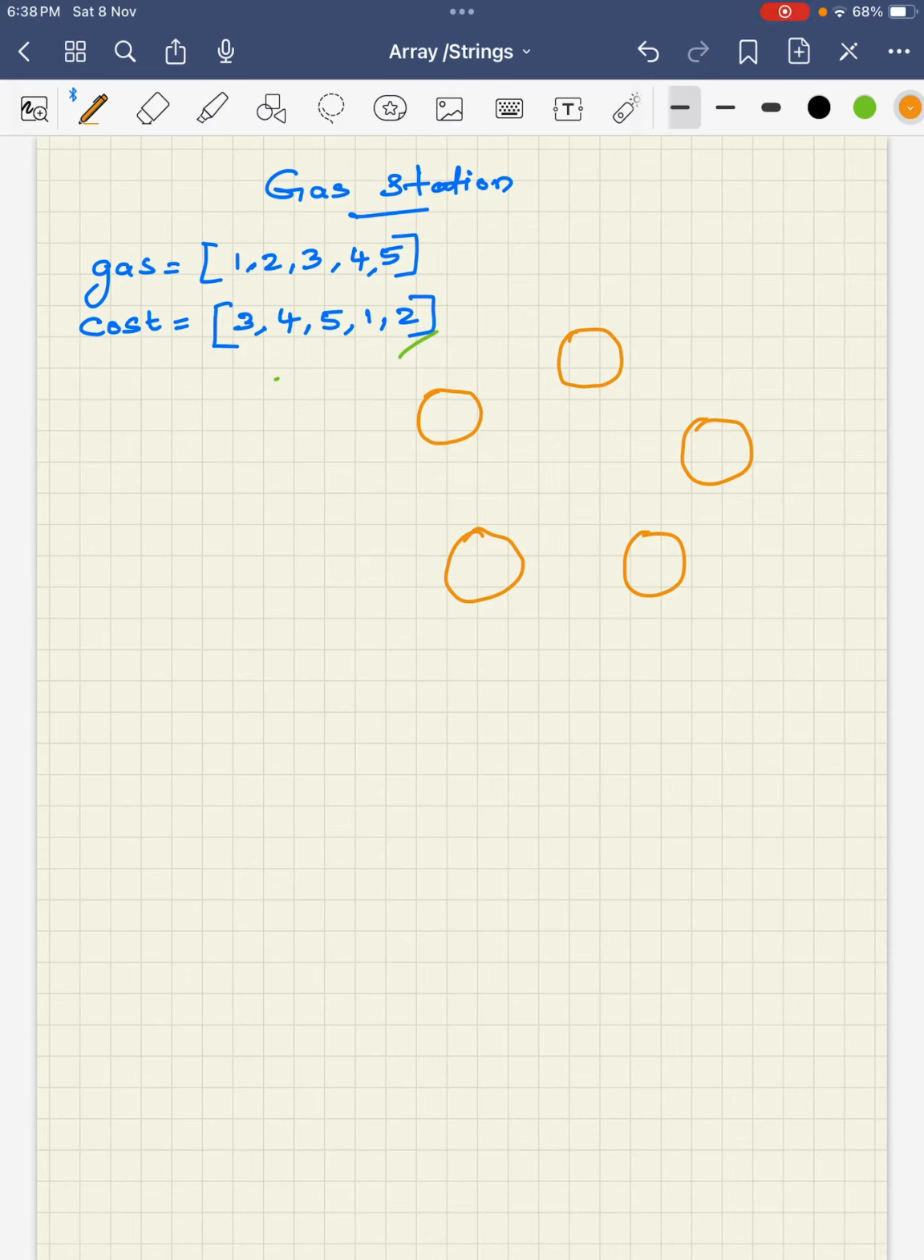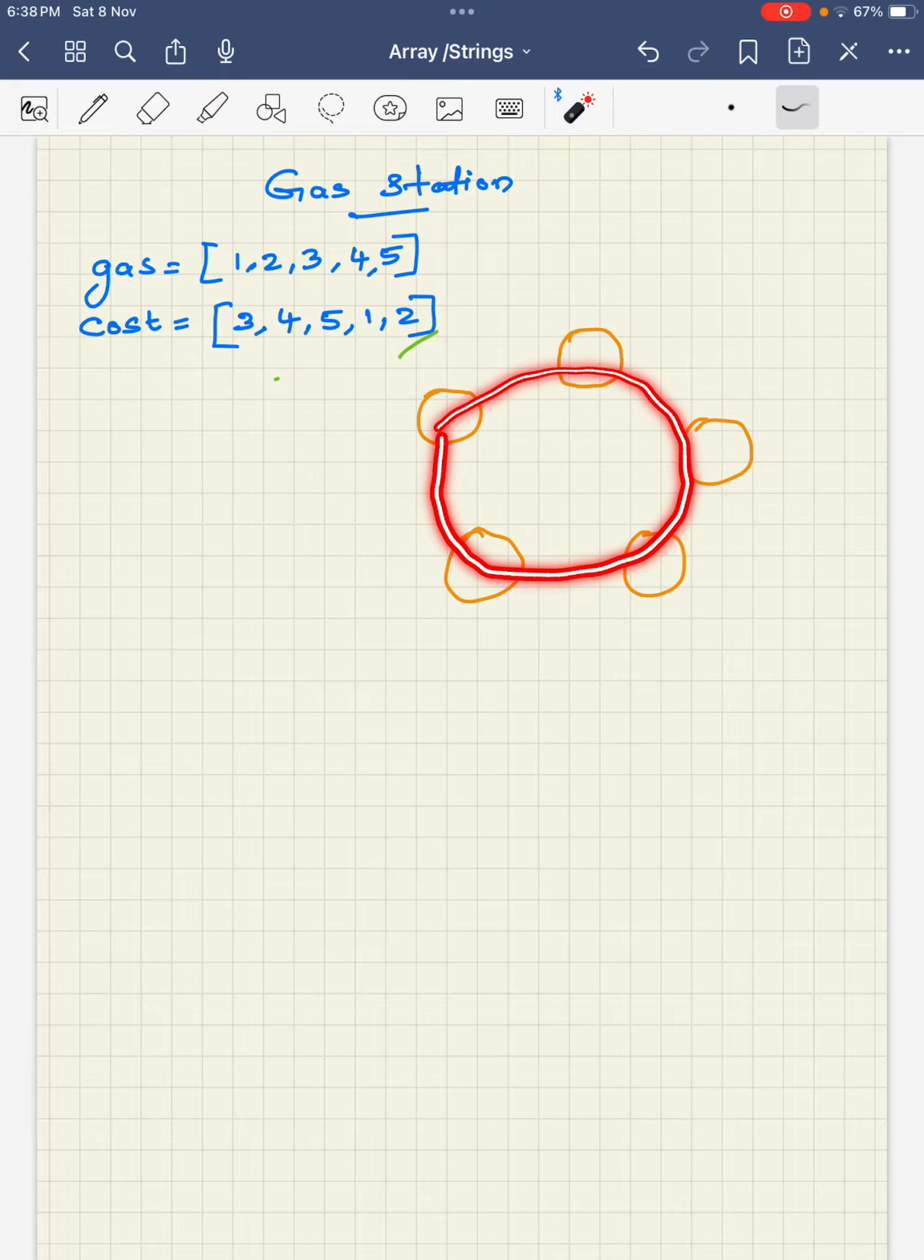Welcome everyone. So today we are going to solve another problem which is titled gas station. Let's try to understand the problem statement. There are a few gas stations designed in a circular fashion. That means if you start from this particular gas station, you can reach the same point in a circular fashion by covering certain other gas stations.